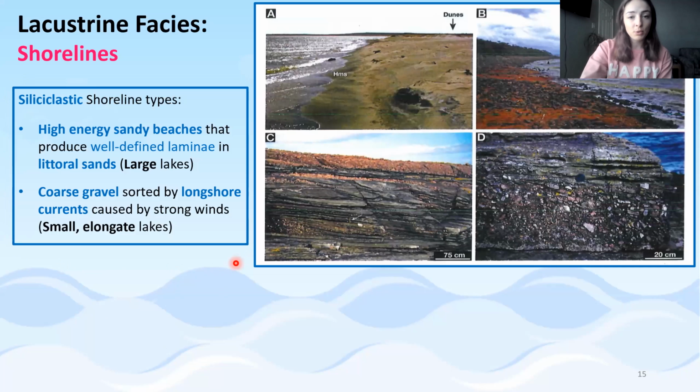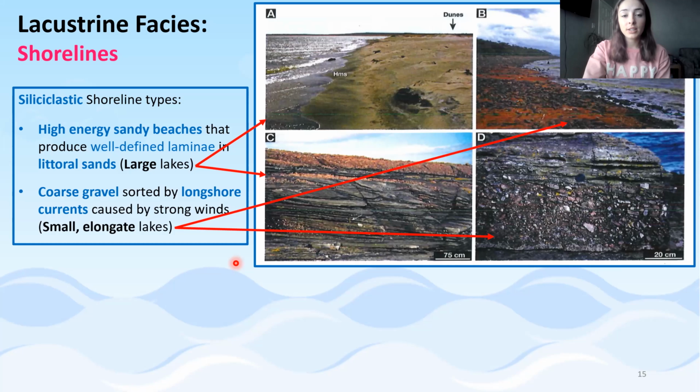The first shoreline type we'll go through is a siliciclastic shoreline. Siliciclastic shorelines can include high energy sandy beaches that produce well-defined laminae in the littoral sands, and these are typical of large lakes. However, another type of siliciclastic shoreline can include coarse gravel sorted by longshore currents caused by strong winds, and this is typical of small elongate lakes.